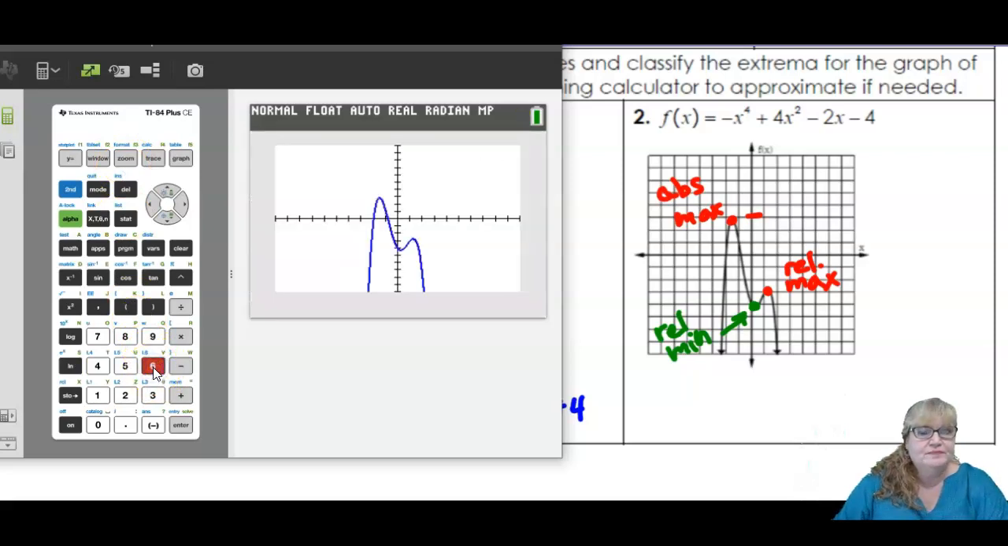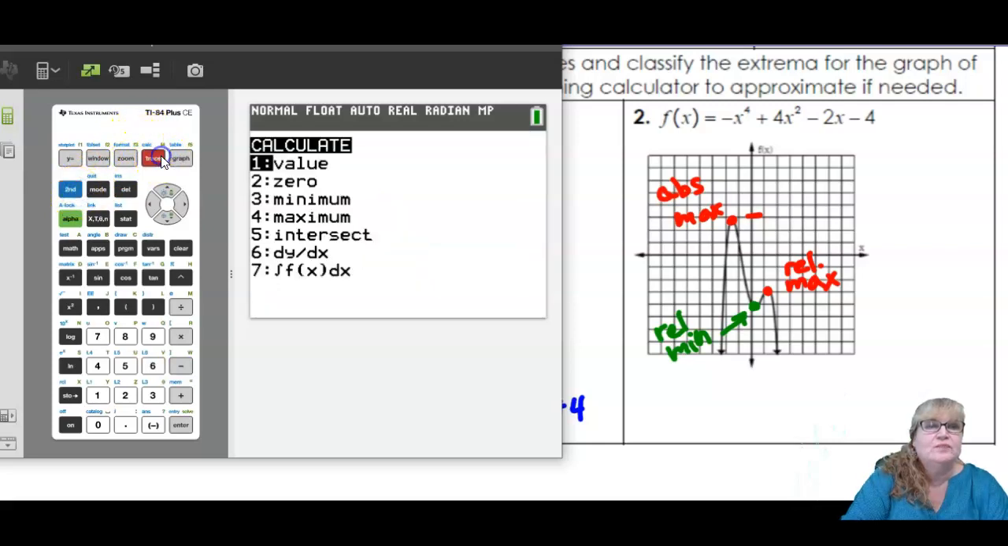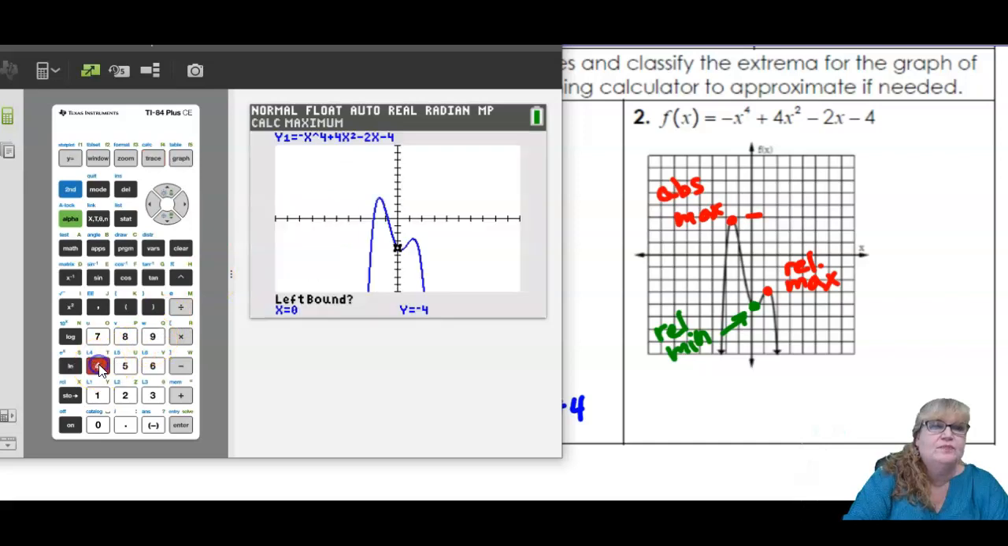Looks pretty darn good. But now I want to find all of those ordered pairs to the nearest, and it doesn't really say, I'm going to go 100th. So what I need to do is to calculate, which is second trace, and then I need to pick min and max. I'm going to start on the left, so I'm going to do this max. So I'm going to pick number 4.